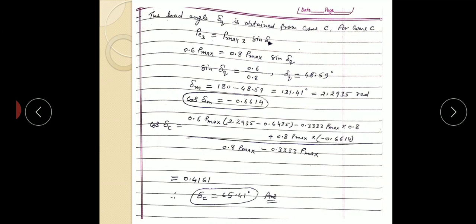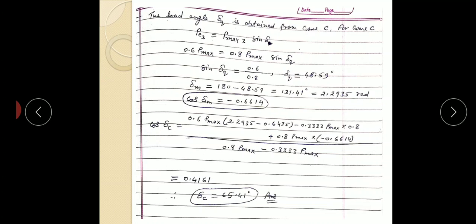Similarly, the load angle delta m is obtained from curve C, the post-fault curve. So apply Pe3 equals Pmax3 sin delta. Then we have 0.6 Pmax is equal to 0.8 Pmax sin delta. So from this equation we have delta equal to 48.59 degrees. So what is delta m? 180 minus this angle, and this is equal to 131.41 degrees, which is 2.2935 radian. So cos delta m is equal to minus 0.6614.